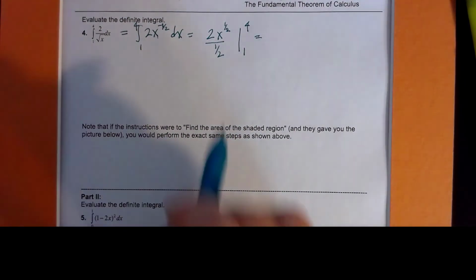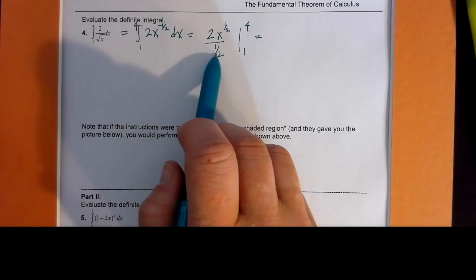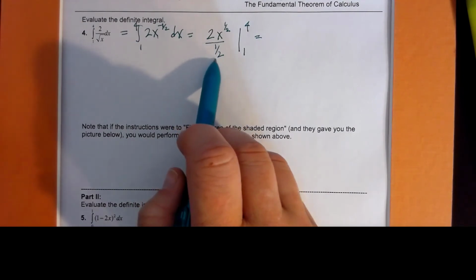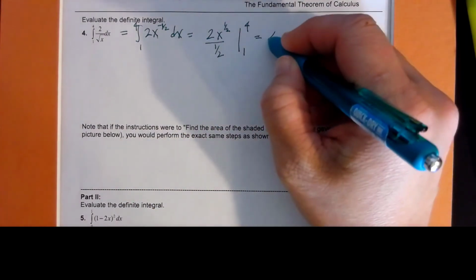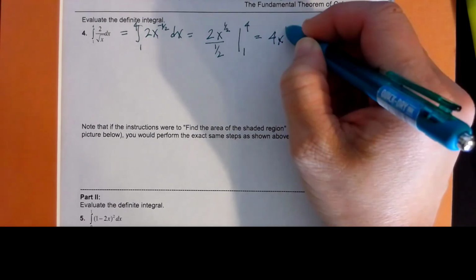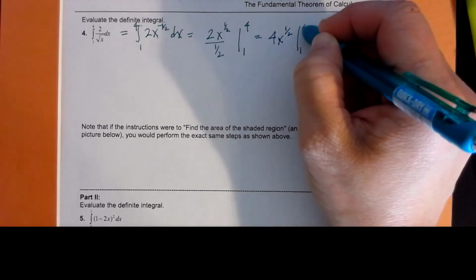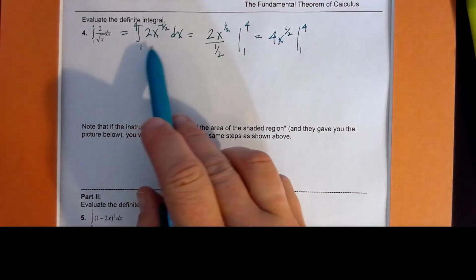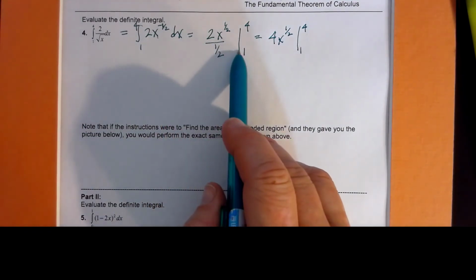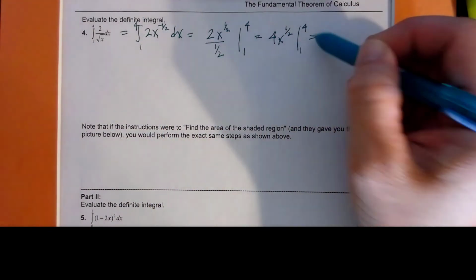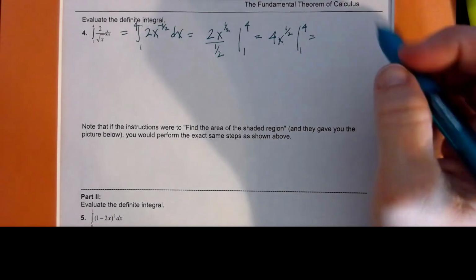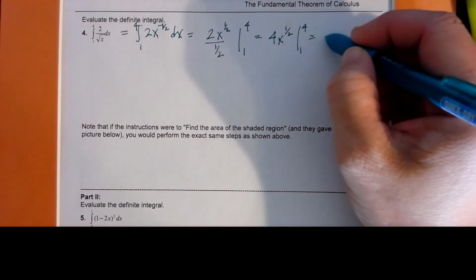So we can simplify a little bit here. This is 2 times 2 over 1, since 2 divided by 1/2 is like multiplying by the reciprocal. So we'd have 4 and then x to the 1/2 from 1 to 4. So we change from the integration command over to the evaluate command. So this x to 1/2 really is just the square root of x. So that might help you to think of it in terms of that.